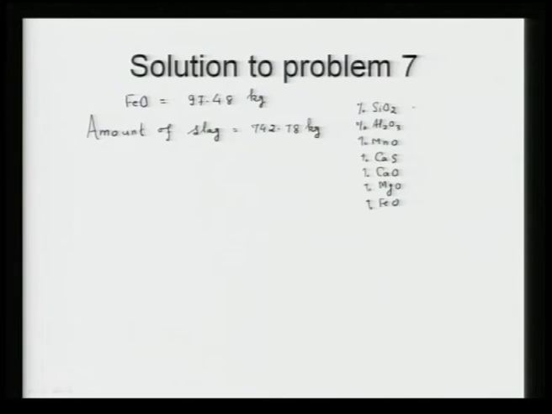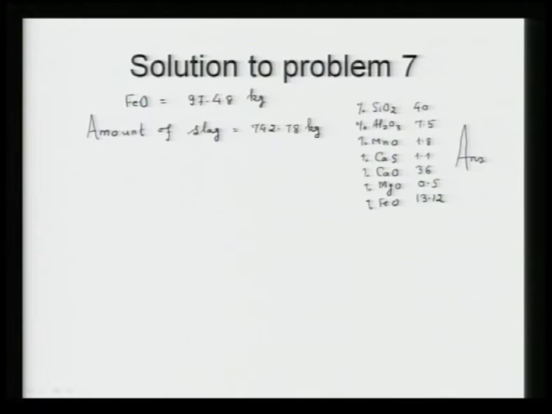So, SiO2 is 40, this is 7.5, 1.8, 1.1, calcium oxide 36, MgO is 0.5 and FeO is 13.12%. So, that is what the answer for amount and composition of slag. That is how it can be done.